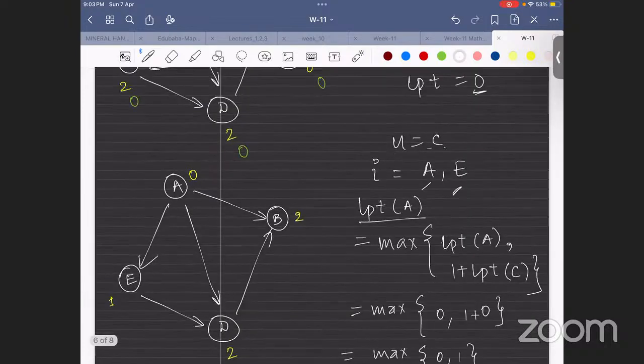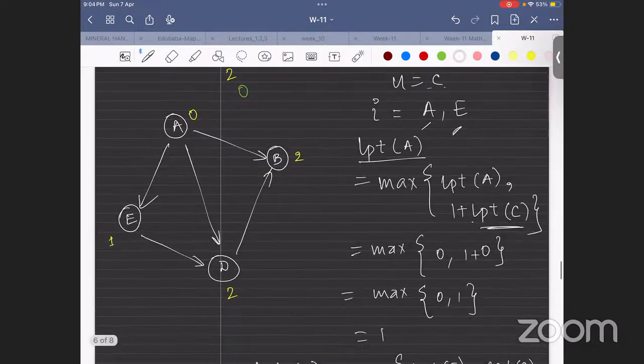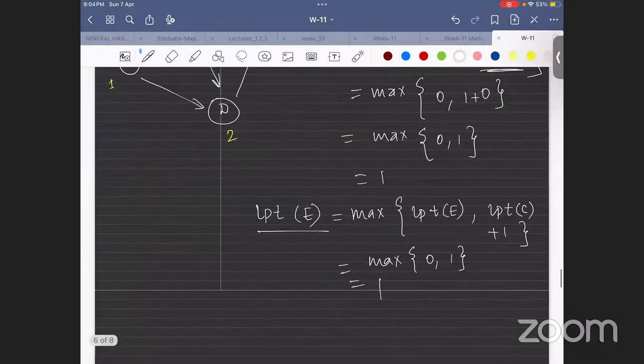Now the formula for that is, if I have to update the longest path to A, it is the maximum of longest path to A comma 1 plus longest path to C. C is the earlier vertex where the in degree was 0, so for this case it was 0. So it's 1 plus 0, and the longest path to A is already 0 because we initialized it as 0. The maximum of 0 comma 1 is 1. So now we got the longest path to A as 1. Similarly, for E it will be 1, since longest path to E is the maximum of longest path to E comma 1 plus longest path to C.